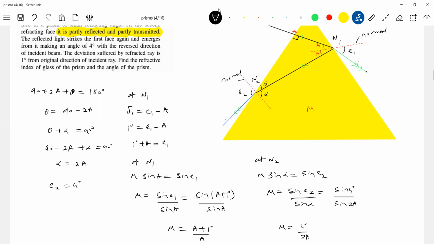With this we'll get the angle of prism. After getting the angle of prism, we'll get the value of mu. Answer, I'll write it, check it out: angle of prism 1 degree, and mu is 2.